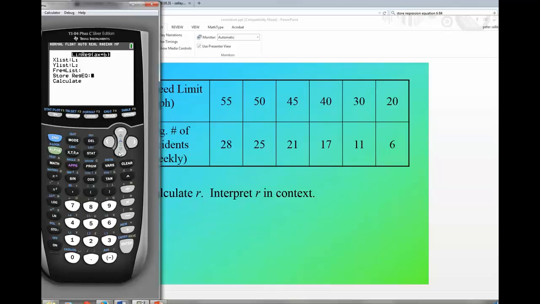Now this one's interesting. I want us to get in the habit of doing this, so I'm going to tell us to do it now. It's asking if we want to store the regression equation, and I do. I need to tell it where to store it, and that's under the variable menu. We're going to go to Y-vars, and under Y-vars we pick the Y1 function. All that's going to do is remember the result in the calculator when it does this calculation. Then I hit calculate, and it does all that fancy stuff for us.